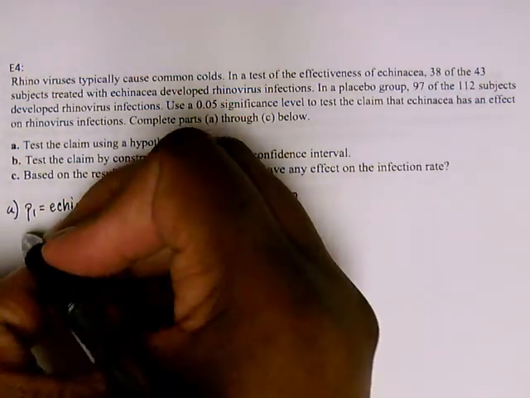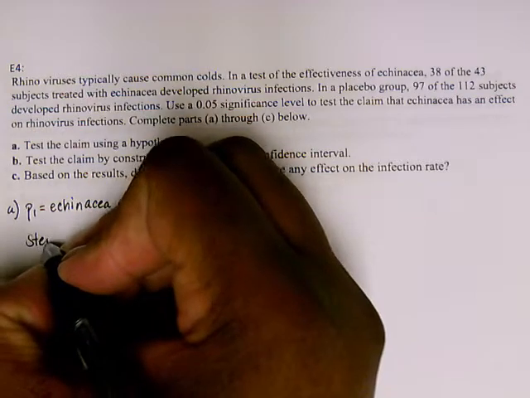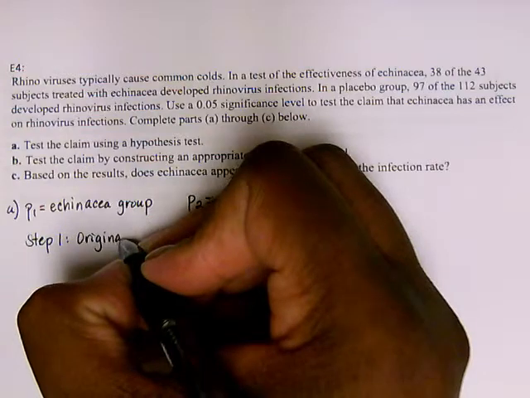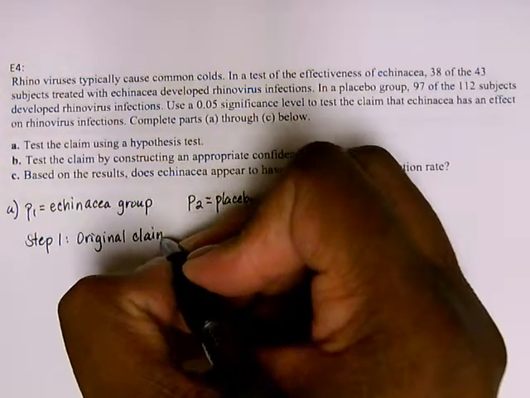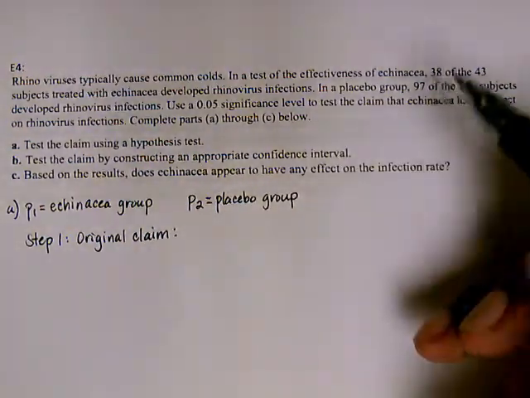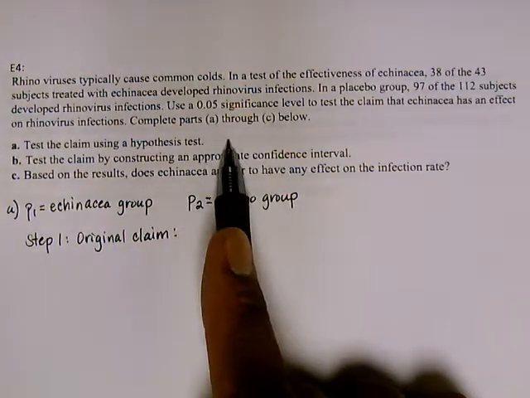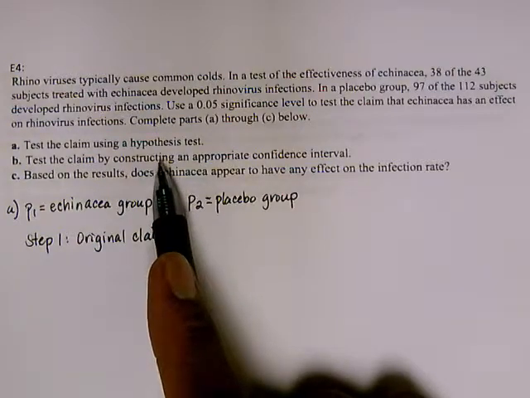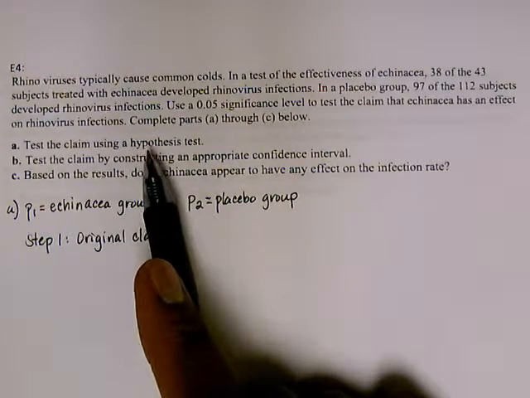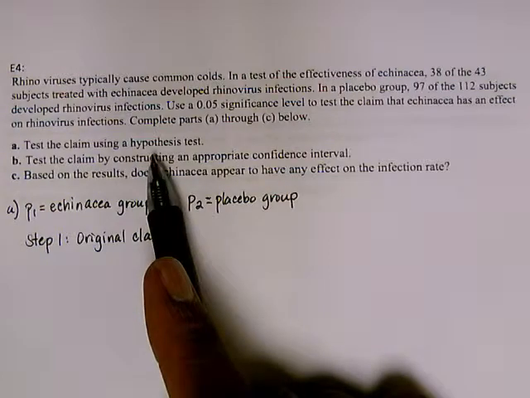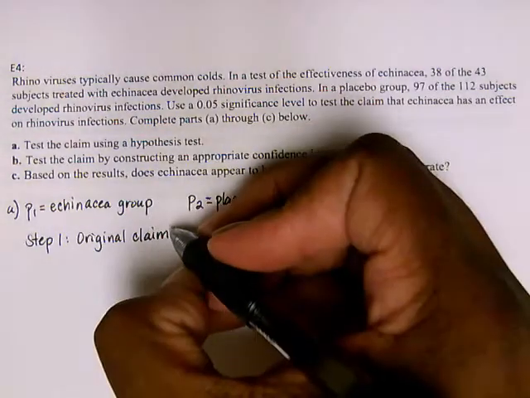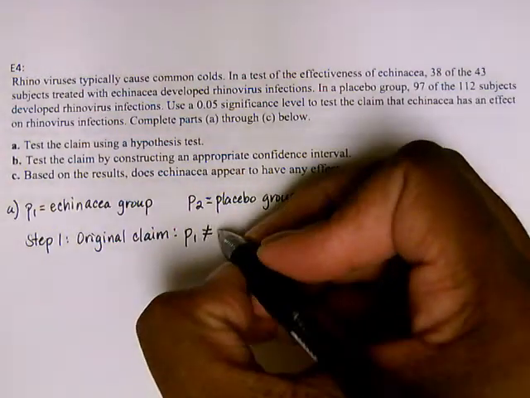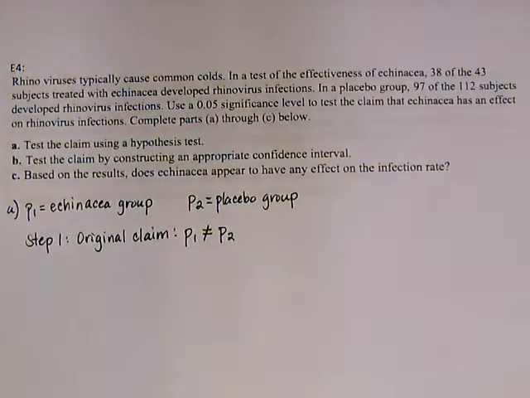Alright, step number 1 is writing our original claim in symbolic form. We're told we want to test the claim that Echinacea has an effect on rhinovirus infections. Has an effect? Well, we don't know if it's going to be increased or decreased, so we're going to say that there is a difference. So it's P1 not equal to P2.